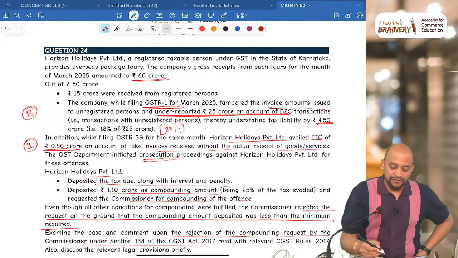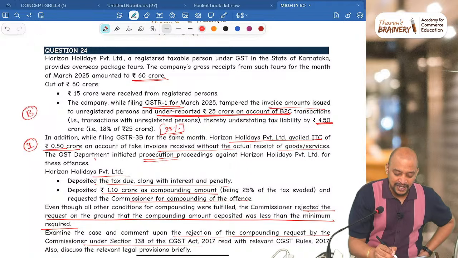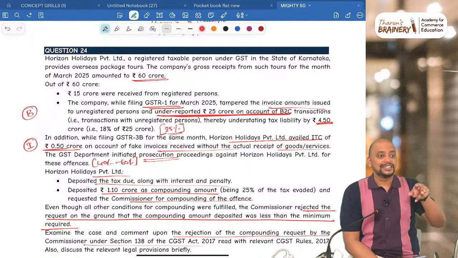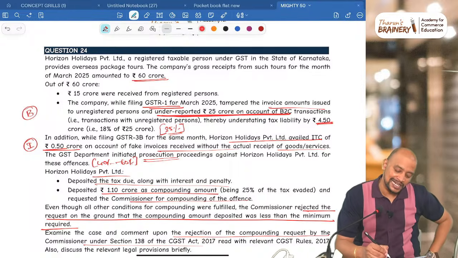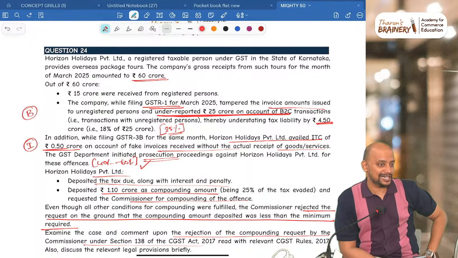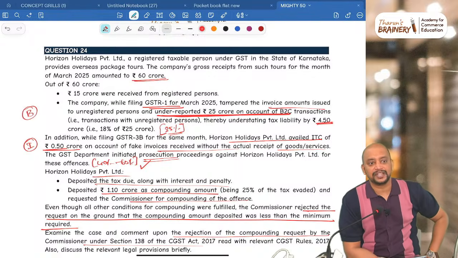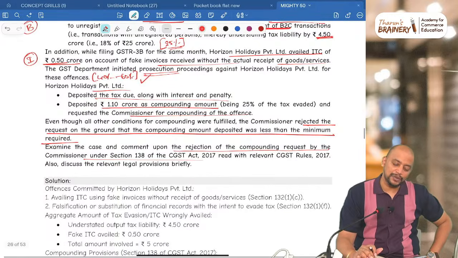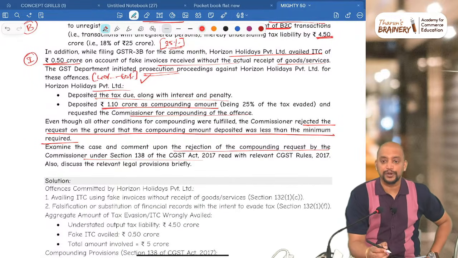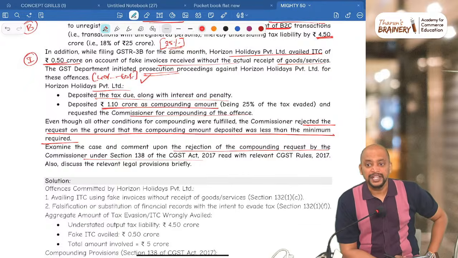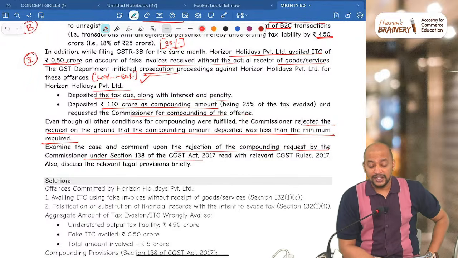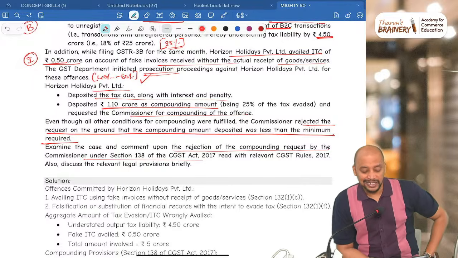Correct? For books of accounts default 25%, but here it is 40% to 60%. But we have one provision. When there are two offences, the highest should be taken. What is the highest? 40 to 60% should be taken. What is the minimum? 40%. Correct? So 40% of 5 crores, that will be 2 crores. But how much have they deposited? Only 1.1 crore, which is less than 2 crore. So in that case, whether the commissioner's rejection is valid? Yes, that is valid. Say this.